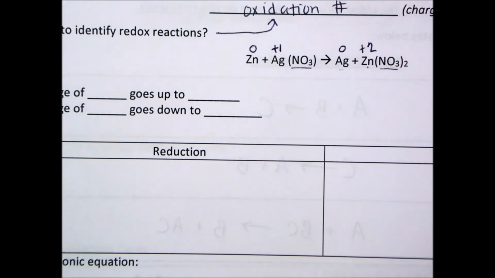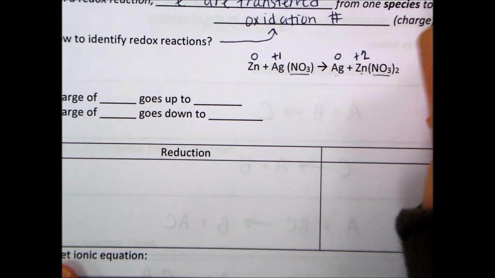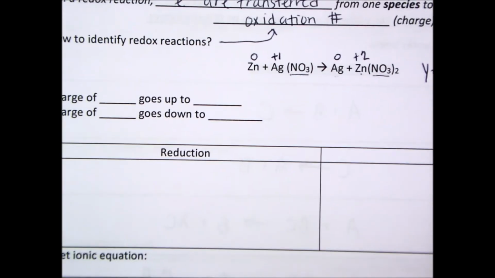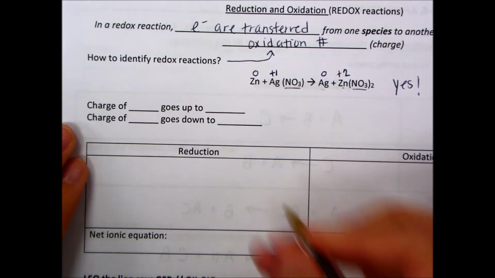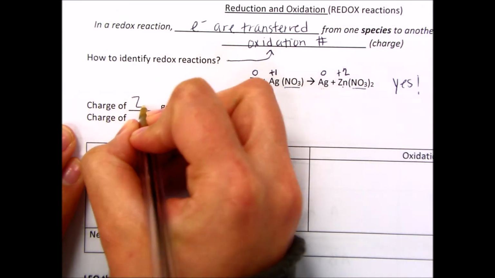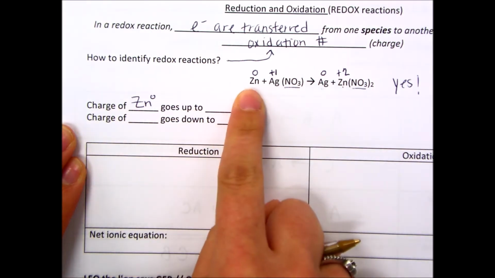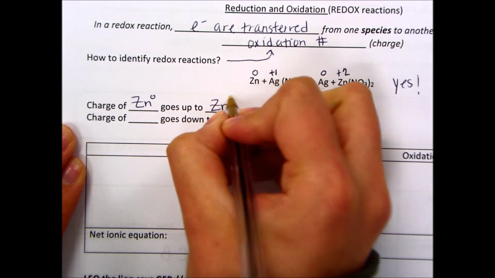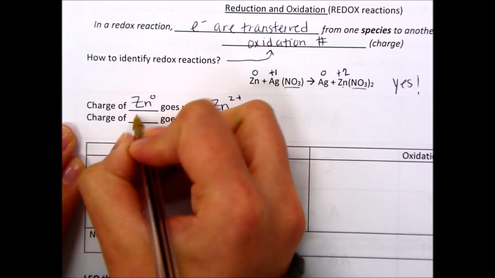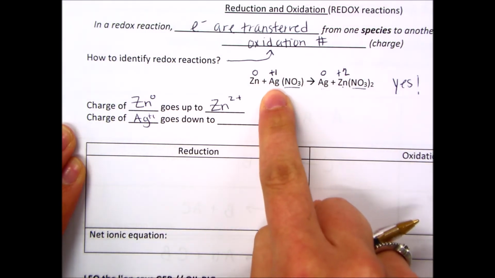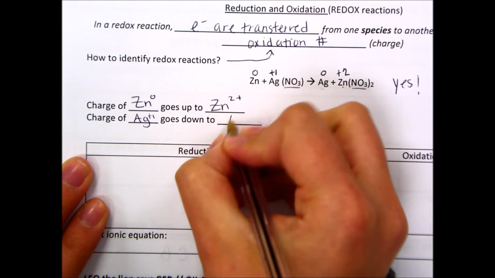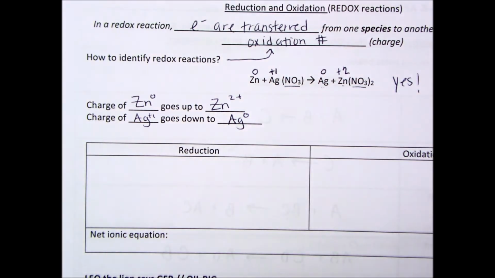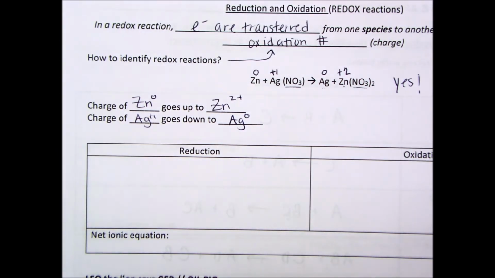So what happened here? Is this a redox reaction? Yes. How do we know? Well, the charge of the neutral zinc atom that we started with goes up to zinc 2+. Meanwhile, the charge of the silver ion, the Ag+1 that we started with, goes down to just a neutral silver atom. So because we have these changes in oxidation numbers, this has to be a redox reaction. There was some sort of transfer of electrons involved.